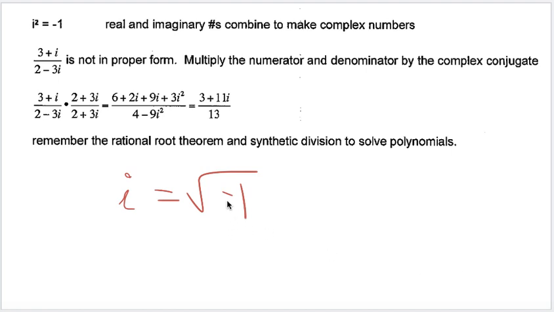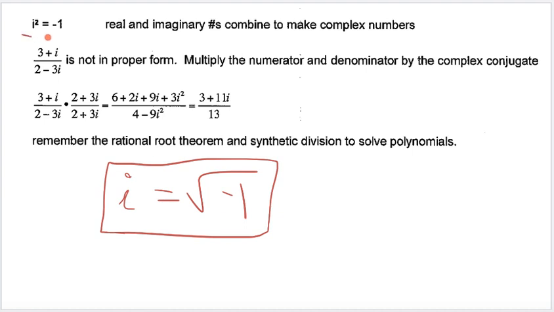You can't take a square root of a negative number, so somebody came up with imaginary numbers. It's true. And i represents the imaginary unit, and i equals the square root of negative 1. So if you square i, you get negative 1. Okay?